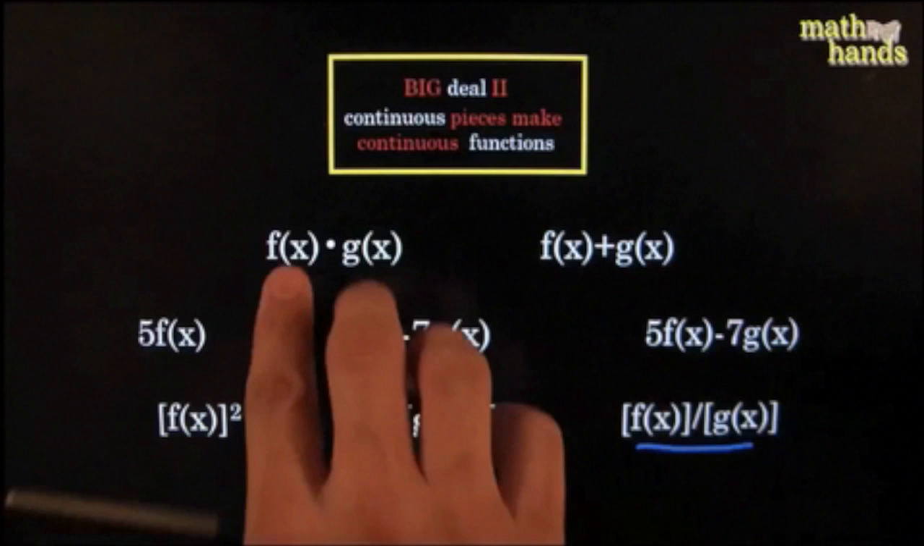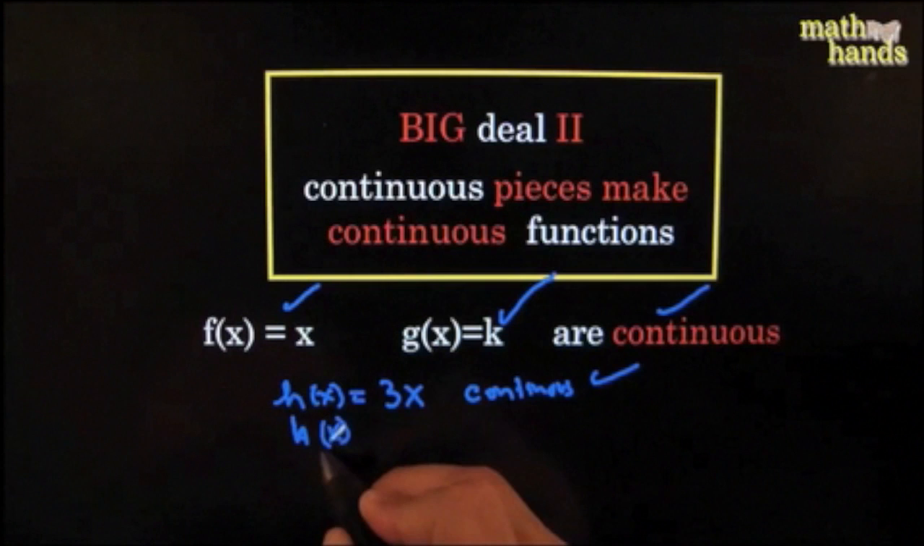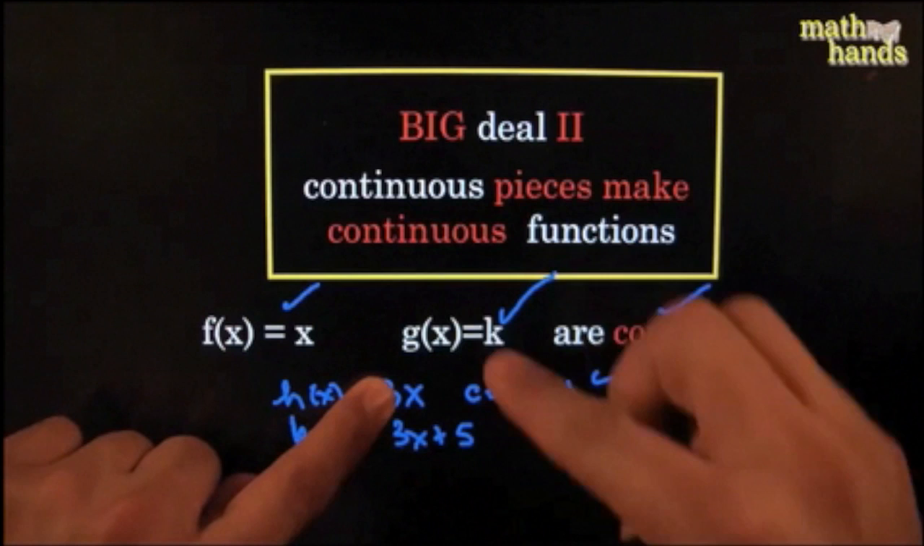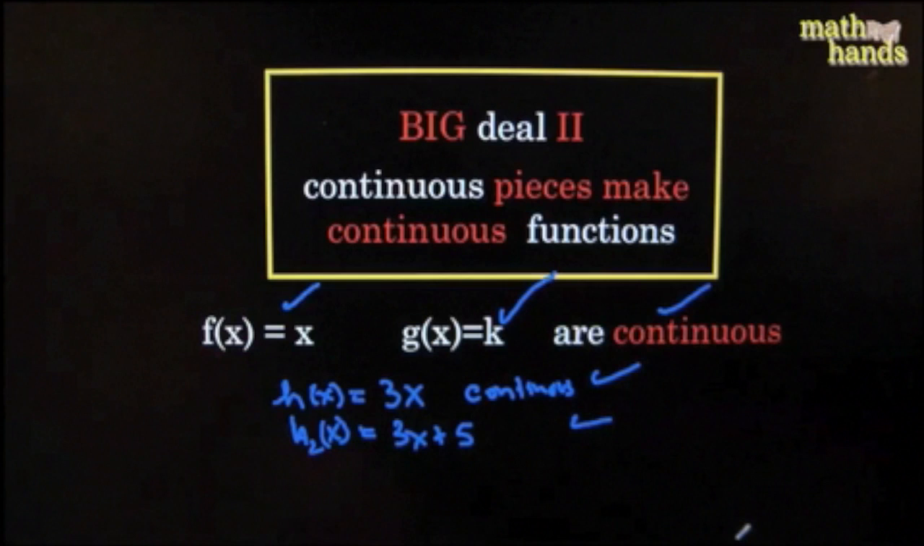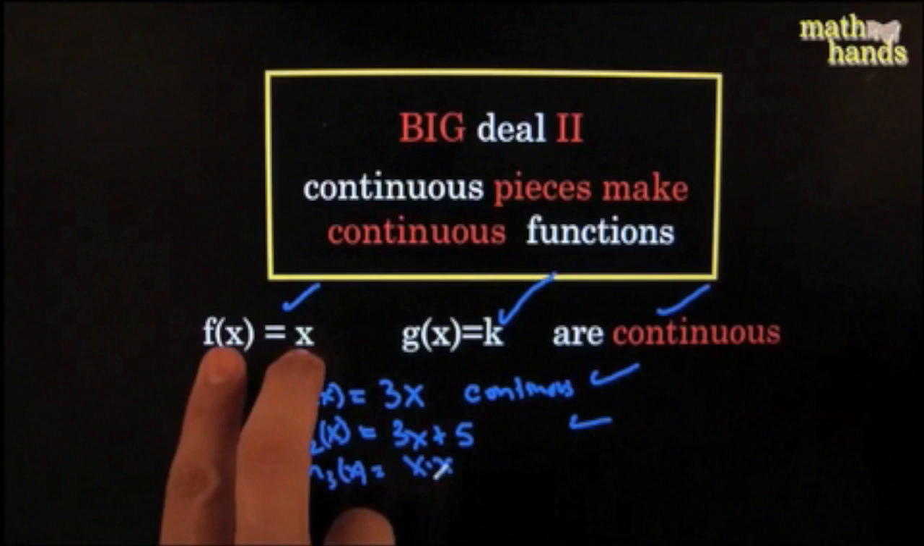What else could you do? Let me see. Could you take another function? Let's call it a different h. H2 of x, which is equal to 3x plus 5. Is that continuous? Well, yes, it is, because it was made from a continuous function plus another one of these. This one was already continuous, and these are all continuous, so I add them together. A constant plus a 3x, I get something continuous. See that? What about another function? I'll call it h3 of x. What about just x times x? Is that continuous? Well, yeah, because it's made up of two of these pieces multiplied together. So that's got to be continuous. By the way, this is x squared.